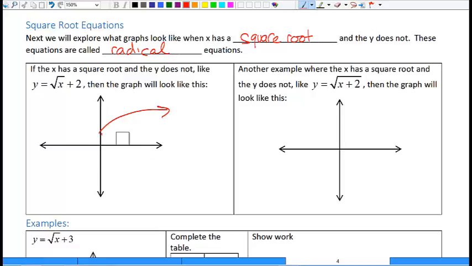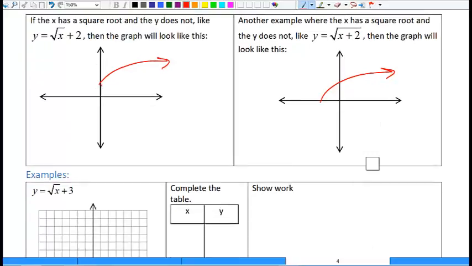Another example where the x has a square root and the y does not, like y equals the square root of x plus 2, is going to look like this. Okay, so the graphs can be shifted, moved around, but it's going to be like that U shape laying down on its side, but with one of its arms cut off. So let's try some of these.